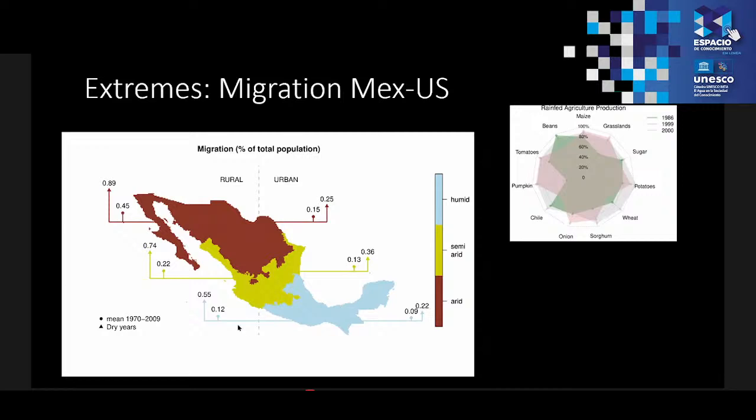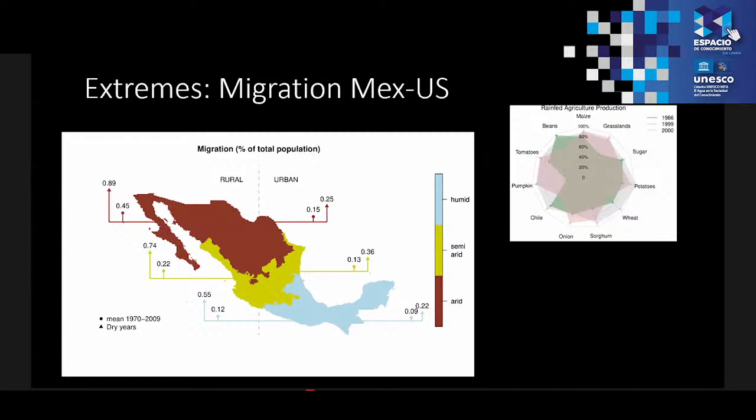What we see here is that for every single region, no matter how you divide the country, during the dry years, we see an increase in migration rates from Mexico to the United States. And this is quite dramatic for some of these divisions, right? So the rural dry environments see a doubling of their migration rates, and the migration rate is almost 1%. So during these dry events, 1 in 100 people decided to migrate to the United States.